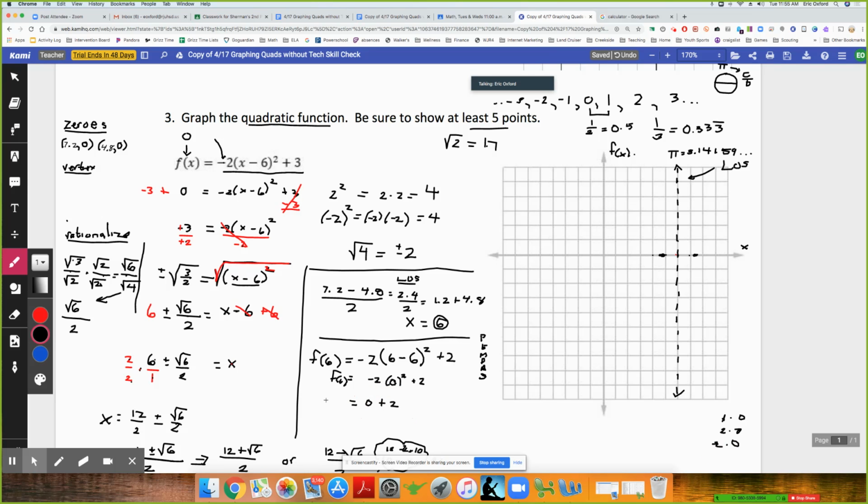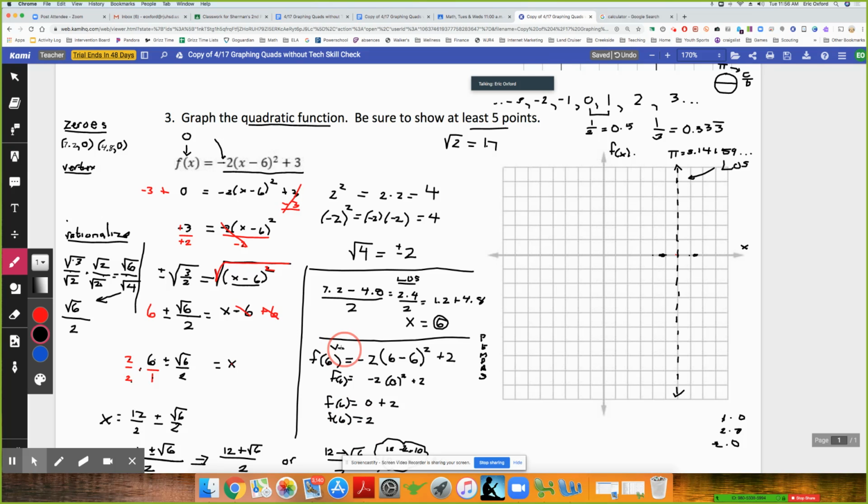Plus 2. What's 0 plus 2? Yeah, when you add to 0, hold on, I messed that up. When you add, it's an identity property. You just get whatever number you identified. So you have 2 here, and then you have f of 6 here. And this is your vertex.